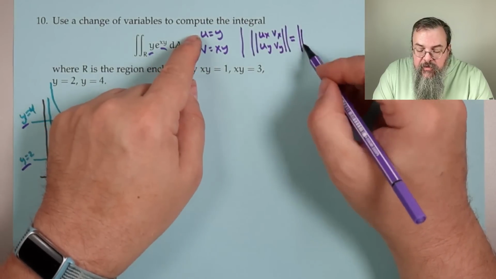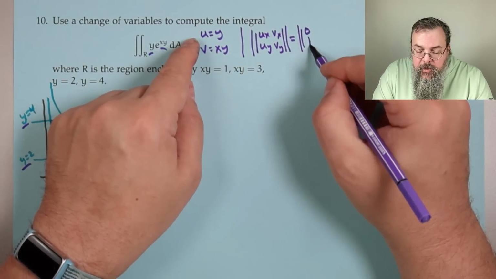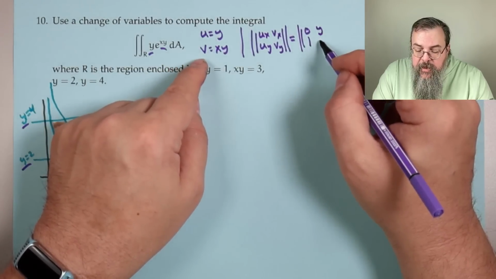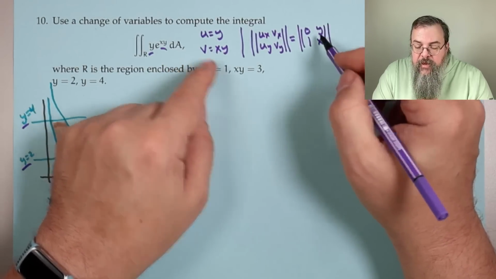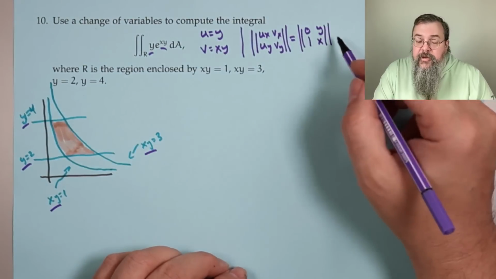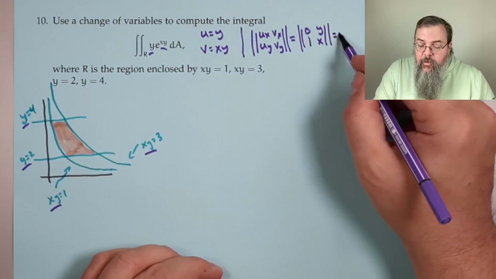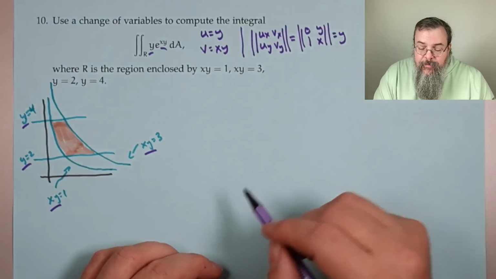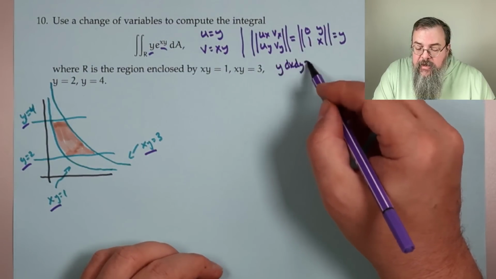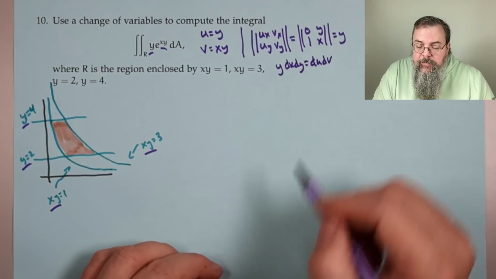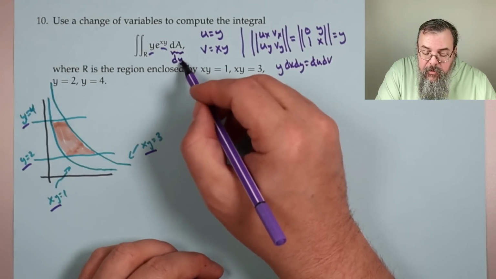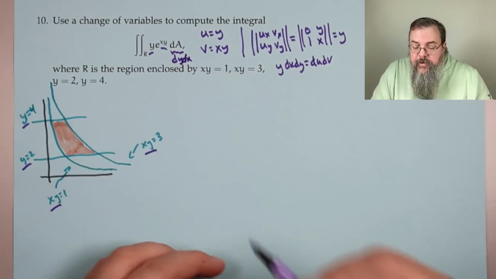u sub x is 0, u sub y is 1, v sub x is y, v sub y is x. Well, take this determinant, you get 0 minus y, but you're taking the absolute value, so you get y. Now, what does that tell us? It tells us that y dx dy equals du dv. And this dA is acting as our dy dx, dx dy, however you want to say it.